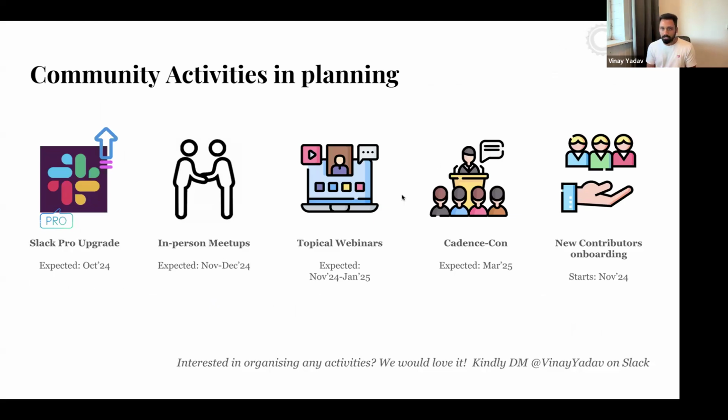Over here, you can see the community activities that we are planning in the future. Firstly, I understand all of us have a pain of not being able to see the past messages on Slack. So I'm happy to announce that we'll soon be upgrading our Slack workspace. You can expect the upgrade to happen somewhere by October. We are also thinking of having in-person meetups. We are trying to determine which geographical regions all of you come from so that we can organize these meetups and meet in person and discuss Cadence.